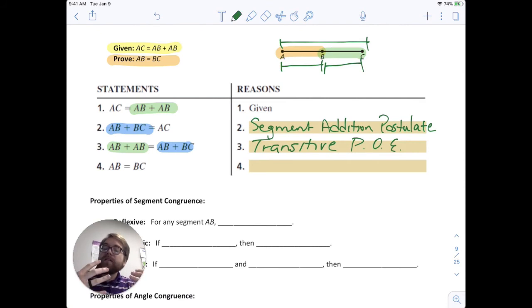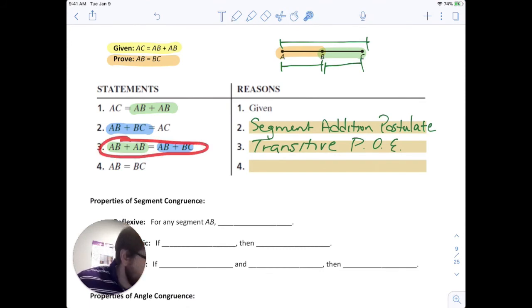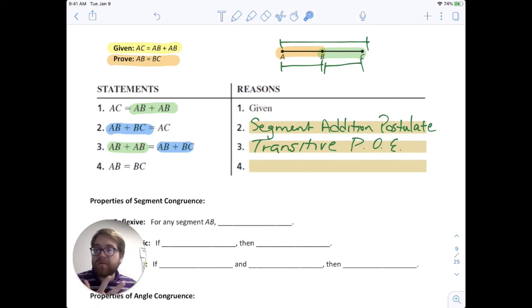And then what goes from the third statement to the fourth statement? How do I change from the third statement to the fourth statement? If you notice, I had AB plus AB equals AB plus BC, and here I have AB equals BC. Well, what changed from the third line to the fourth line? It dropped an AB over here, and it dropped an AB over here. Well, if you look at this equation, how are you going to get rid of those AB on both sides? You would subtract AB from both sides, right? Because you can change the same thing. If I subtract AB from here and subtract AB from here, if I subtract the same thing from both sides, everything is still equal.